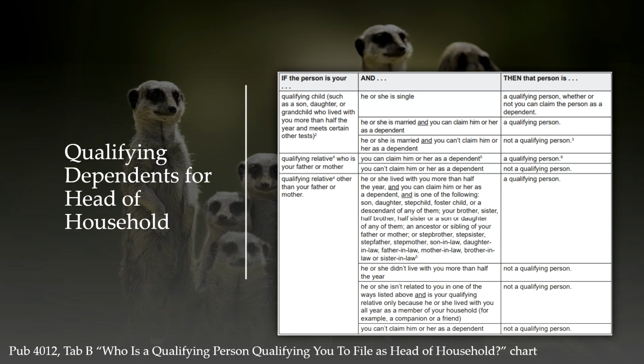And then, of course, if they can't be claimed as a dependent, then they are not a qualifying person to qualify our taxpayer to file head of household.